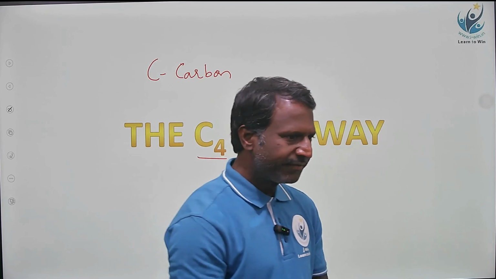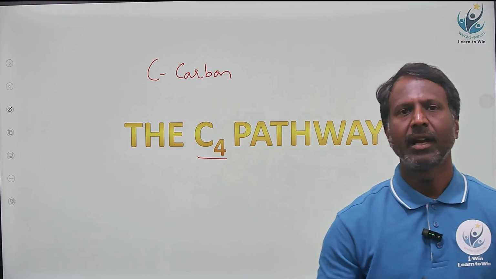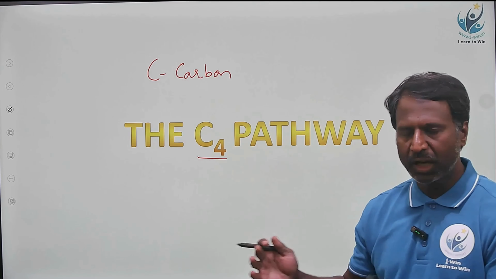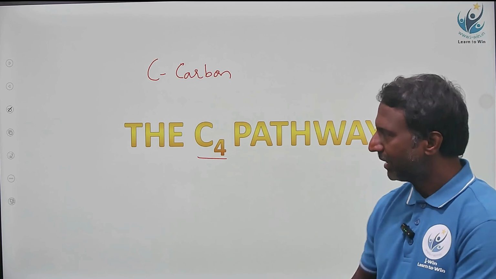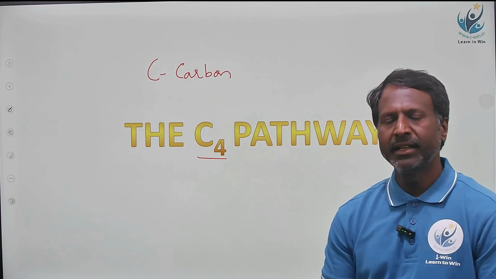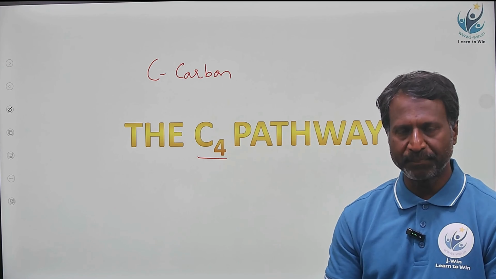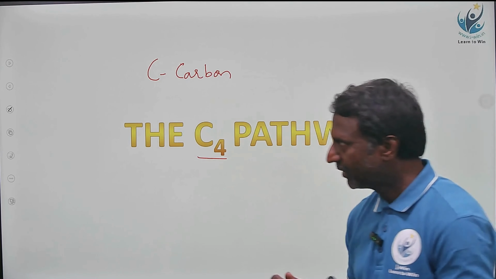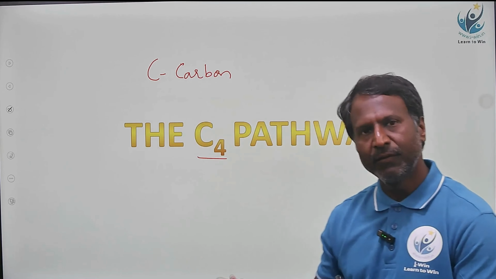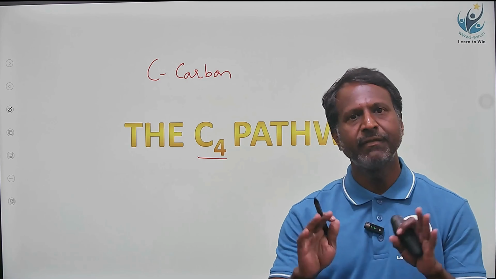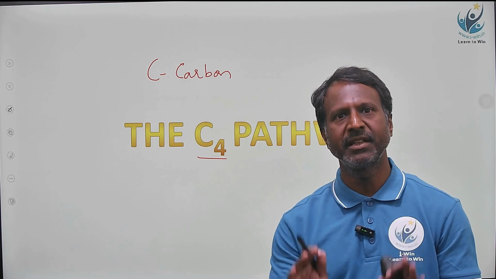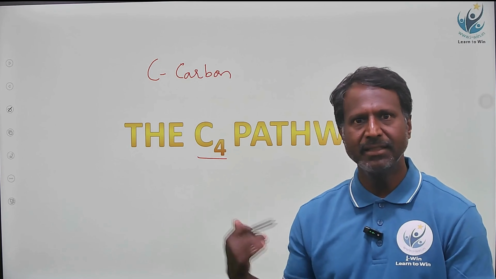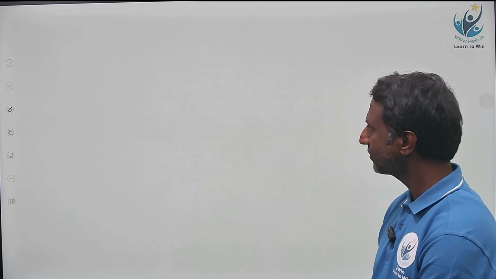Since the first formed compound in the Calvin cycle contains 4 carbon atoms, that pathway is called the C4 pathway. See, I am going to explain the C4 pathway. C stands for carbon, 4 means you need to understand that 4 carbon atoms are present in the first formed compound of the Calvin cycle. Let's get into the topic now.